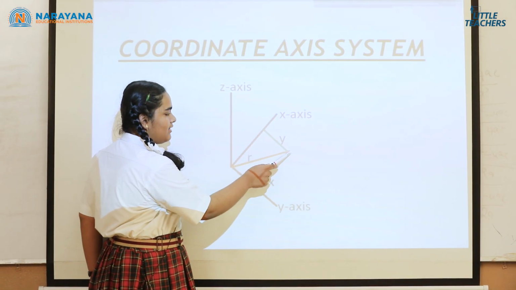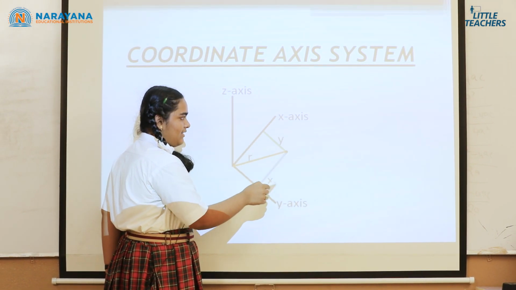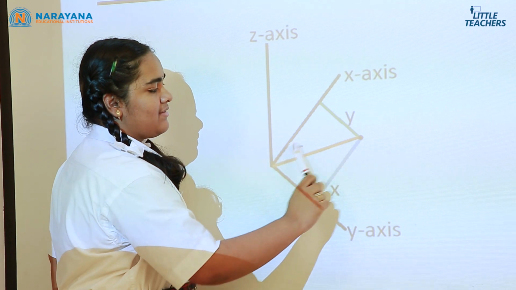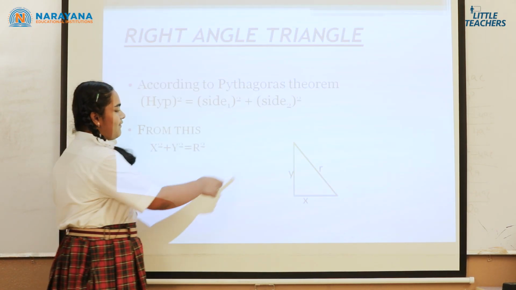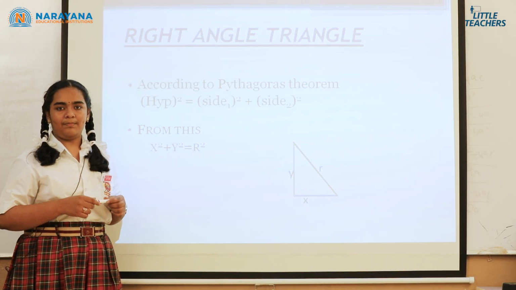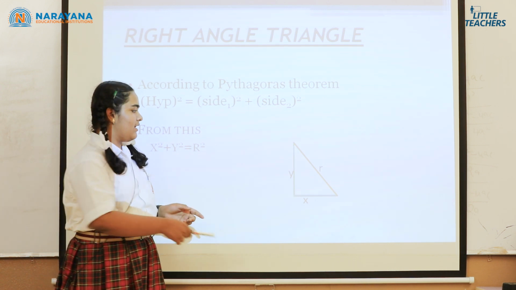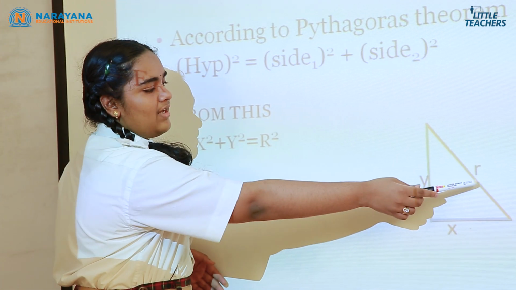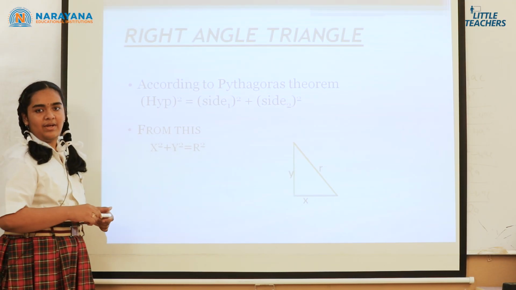The distance made by this point with respect to x-axis is y, with respect to y-axis is x, and with respect to z-axis it is going to be r. When you consider this carefully, we find a right angle triangle. We know the Pythagoras Theorem. According to Pythagoras Theorem, hypotenuse square is equal to side square plus side square. In this triangle, the hypotenuse is r. So, r square equals x square plus y square.